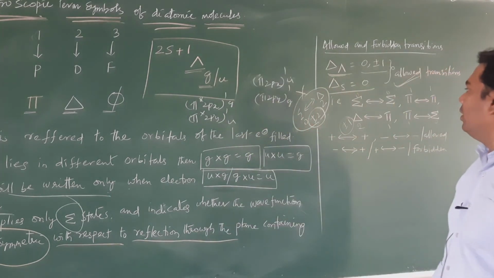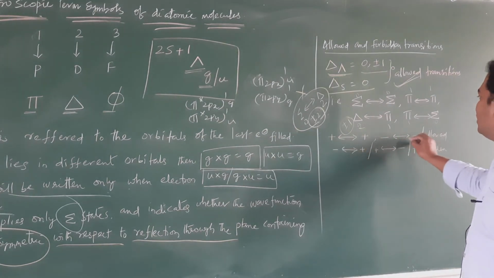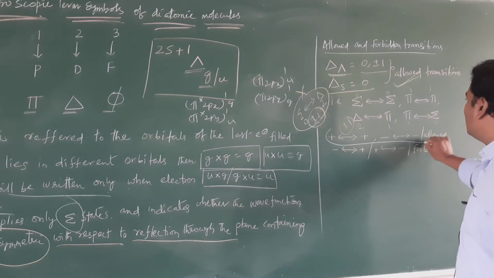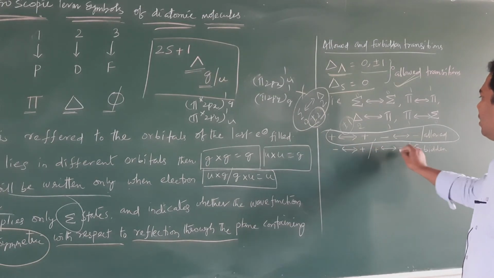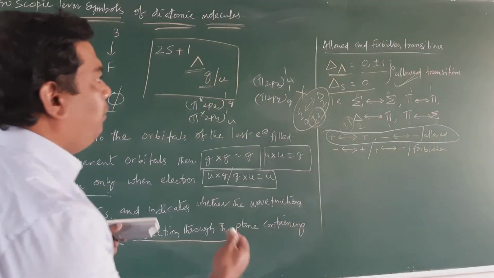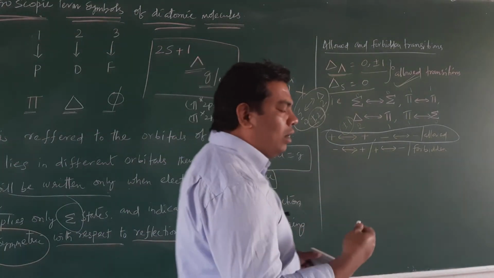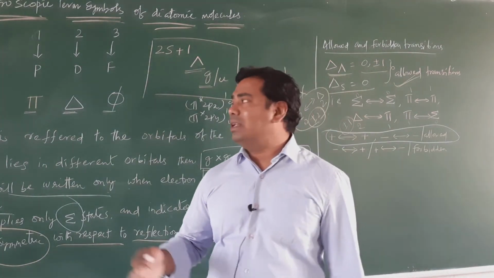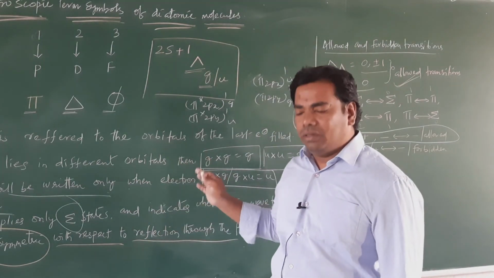Clear, student? Right. Next, the superscript. Plus to plus, minus to minus are allowed transitions. Remember, superscript plus to plus and superscript minus to minus are allowed transitions. Minus to plus or plus to minus are forbidden transitions. These are very important rules for the determination, or for the calculation, of molecular spectroscopic term symbols for diatomic molecules. Please remember all these five rules.